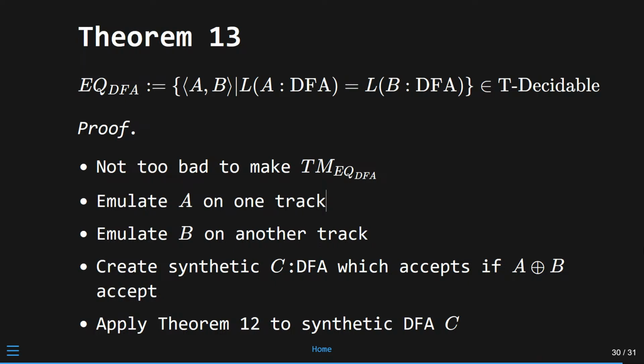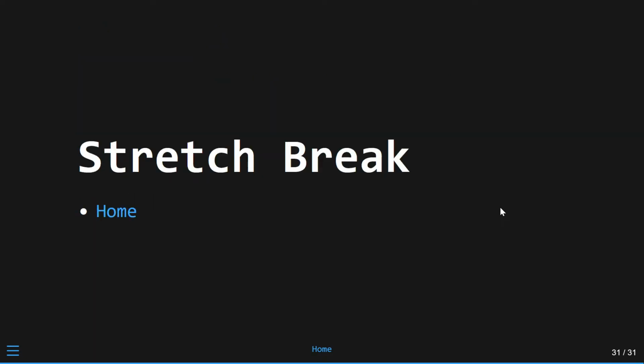And if the XOR is empty, then there's no string that is only accepted by one of them, which means they accept all the same strings. A little bit goofy. I think this proof would make more sense if we had shown this closure property previously. It's just not an interesting closure property to show, so we just assume it, right? And there we have our first stretch break.